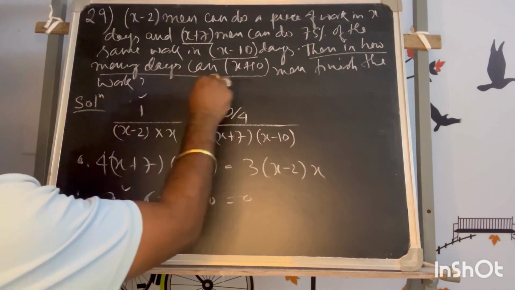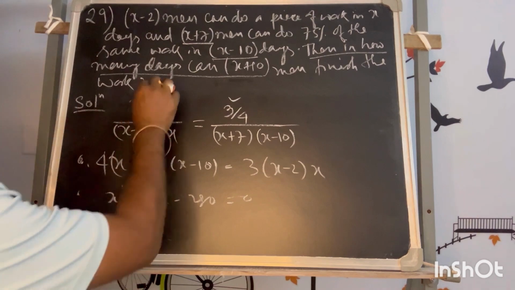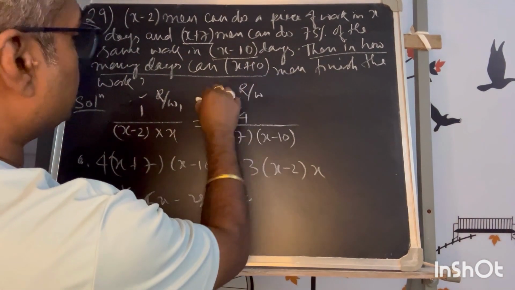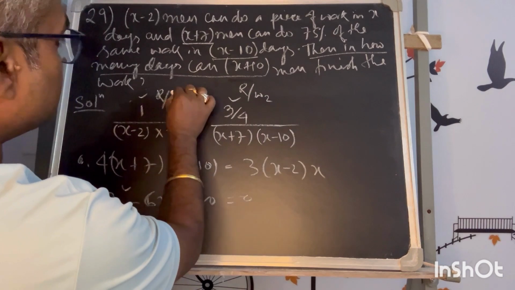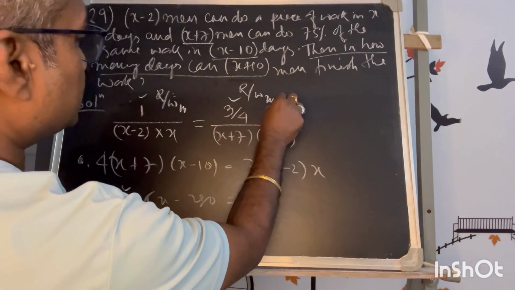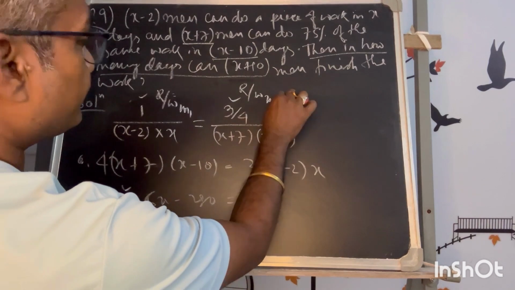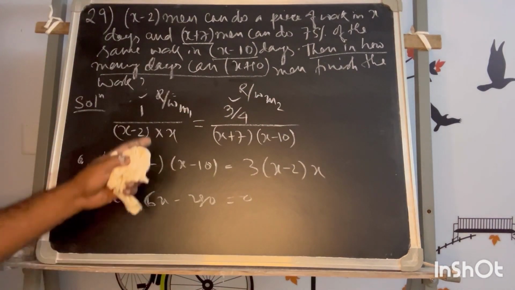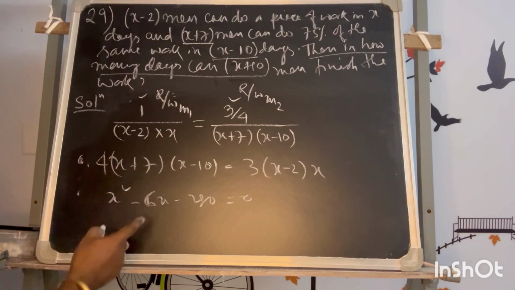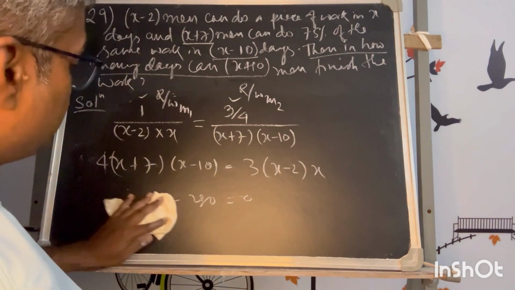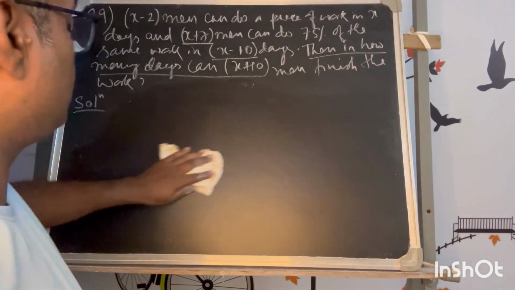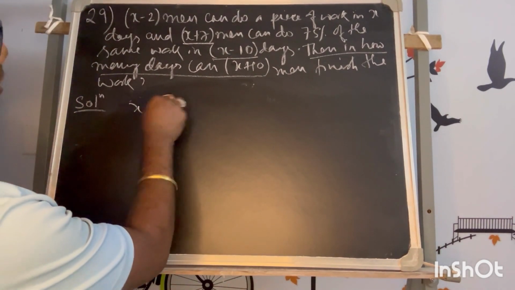So we are equalizing the rate of work for the first case and the rate of work for the second case, because this denotes the rate of work of men for the first case and the second case. So now if we equalize, we will get this equation. Once you get the equation, x is equal to 20 you will get from there.